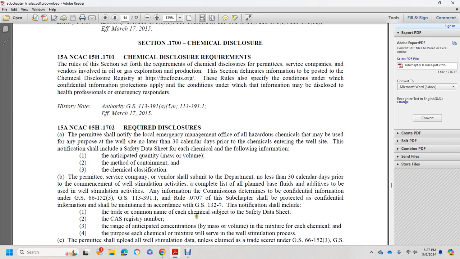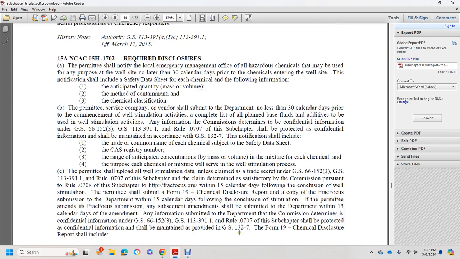Notification shall include the trade and common name of each of the chemicals subject to the safety data sheet, with the CAS registry number, the range of the anticipated concentration, mass, and volume of each of the chemicals, and the purpose of each of the chemical mixtures in the well stimulation process. The permittee shall upload with the well stimulation data and list claims of trade secret under GS 66-152(3), GS 113-391(a)(1), and Rule 0707, and the subject of the claim shall be determined satisfactory by the Commission pursuant to Rule 0708.